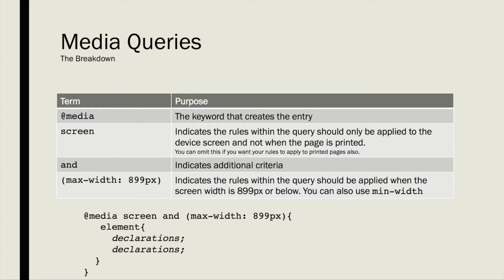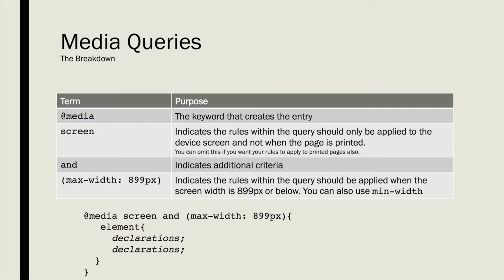The word AND indicates additional criteria, duh, and the max-width 899px indicates the rules within the query that should be applied when the screen width is 899 pixels or below, hence the max-width. You can also use the min-width property.